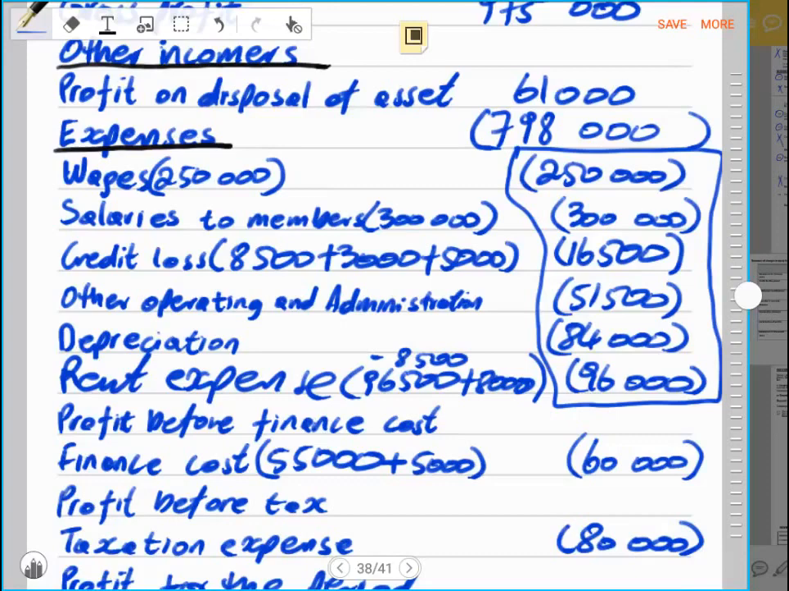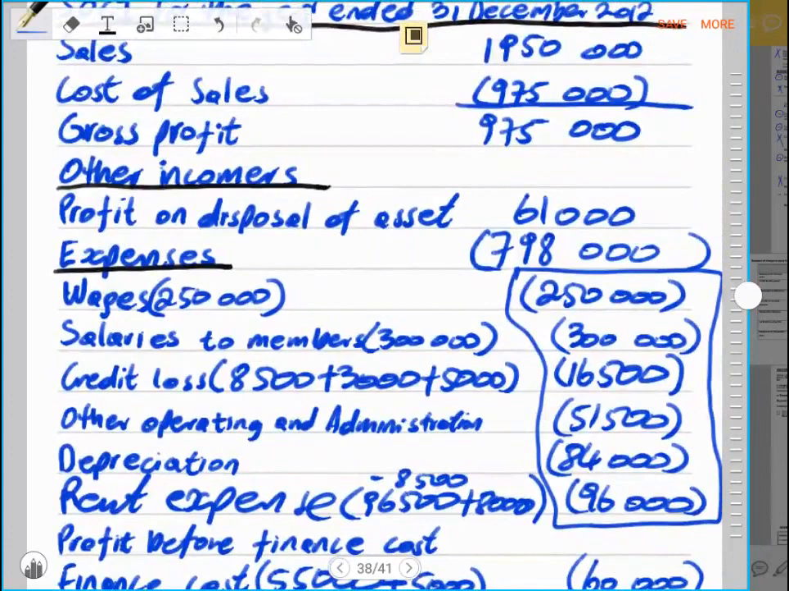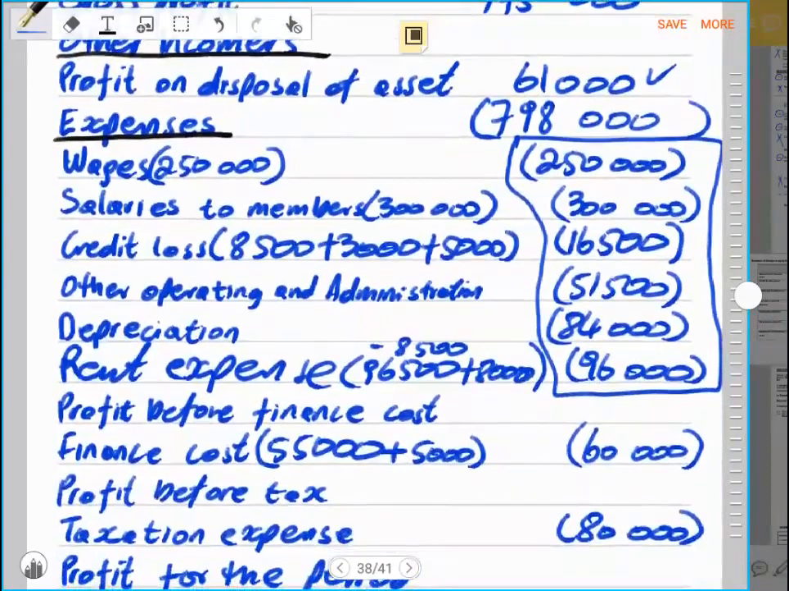although it was supposed to be operating profit. Then I will say 975,000 rands plus 61,000 rands, which is a profit on the disposal of an asset that we don't have to worry about, minus 798,000 rands. That will give us 238,000 rands. That is operating profit or profit before finance cost.